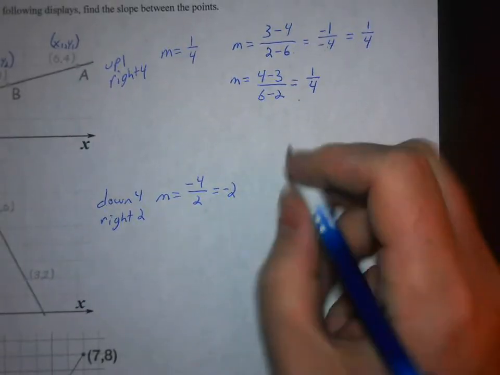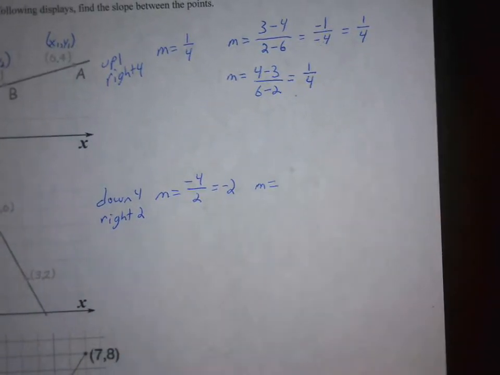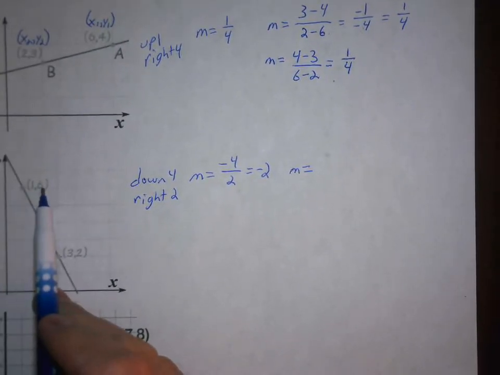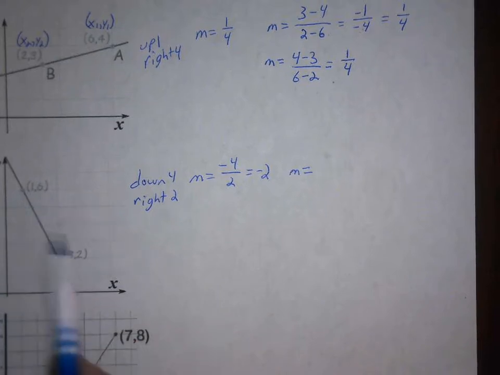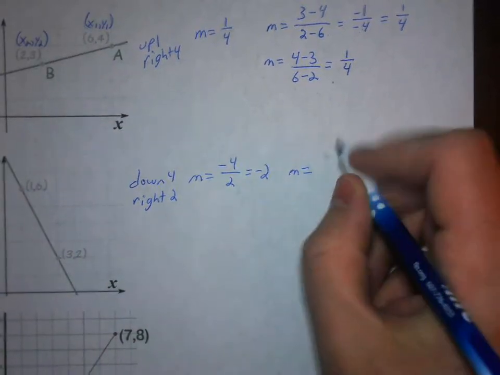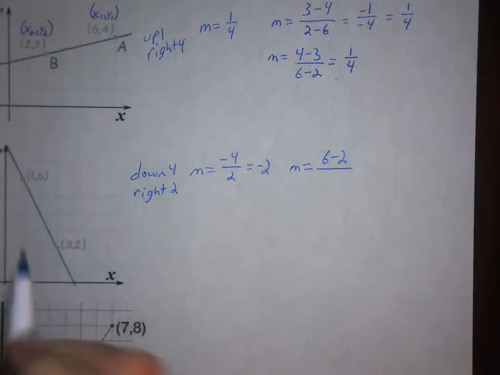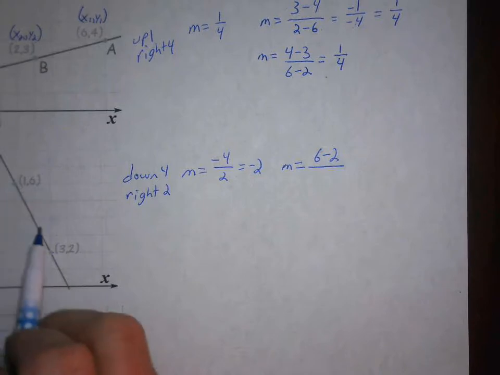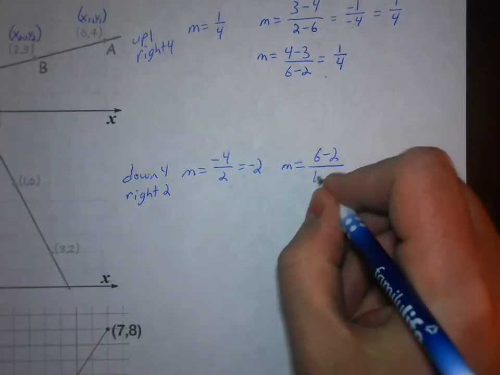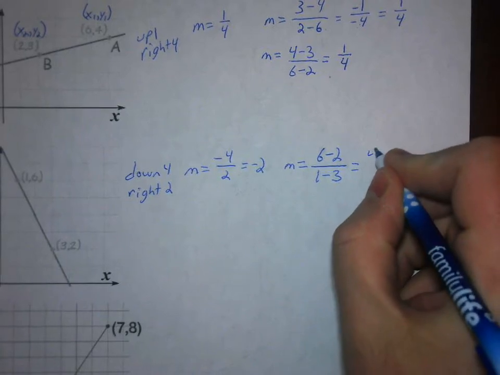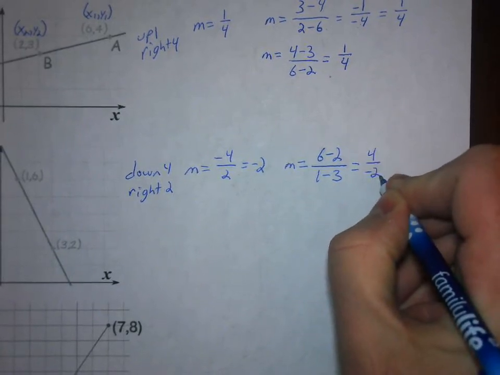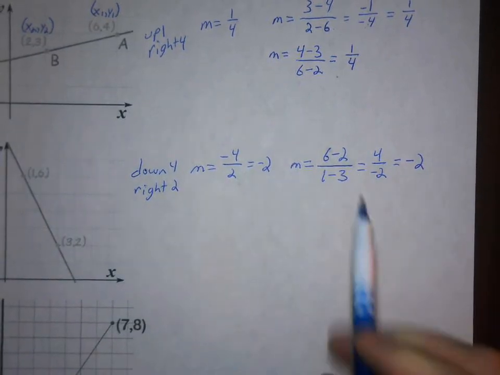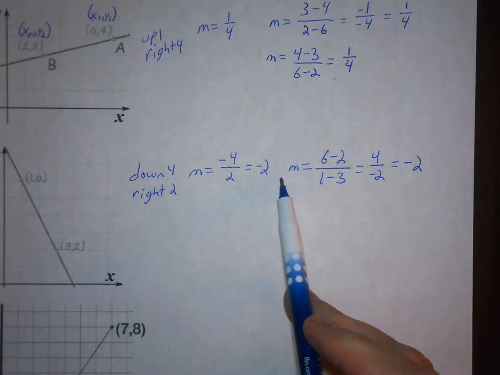If I use the slope formula, so if I just start with the y value of 6 here, so I'll start with this point, 6 subtract 2. I started with the 6 for the y value, so I'm going to start with the 1 here. 1 minus 3. And if I simplify that, that's 4 divided by -2, which is -2. Okay, so the slope is -2.